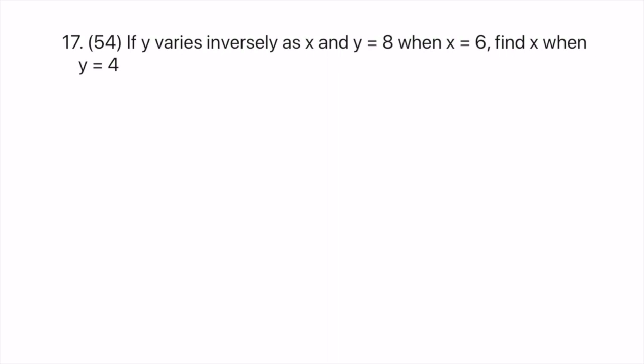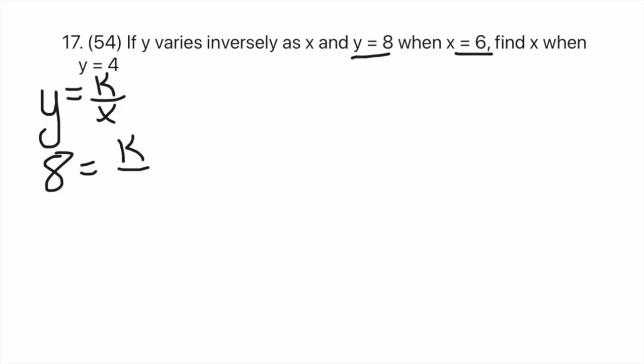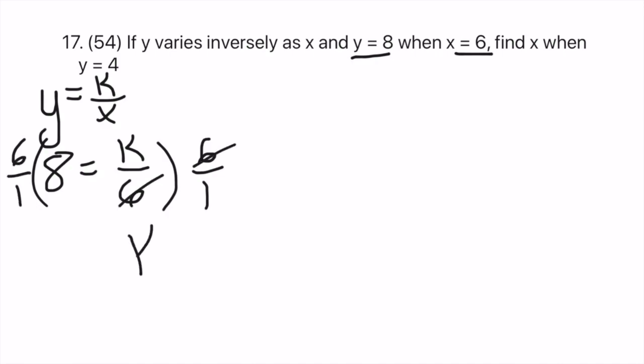17. If y varies inversely as x and y equals 8 when x equals 6, find x when y is 4. Now remember, there's two ways to do inverse variation. First way is to use your formula. And we first have to solve for k, because notice they give us y and x. So they give us everything but k. So we'll plug in 8 for y equals k over 6. We're going to multiply both sides by 6 over 1. Those cancel. We're left with k equals 48.